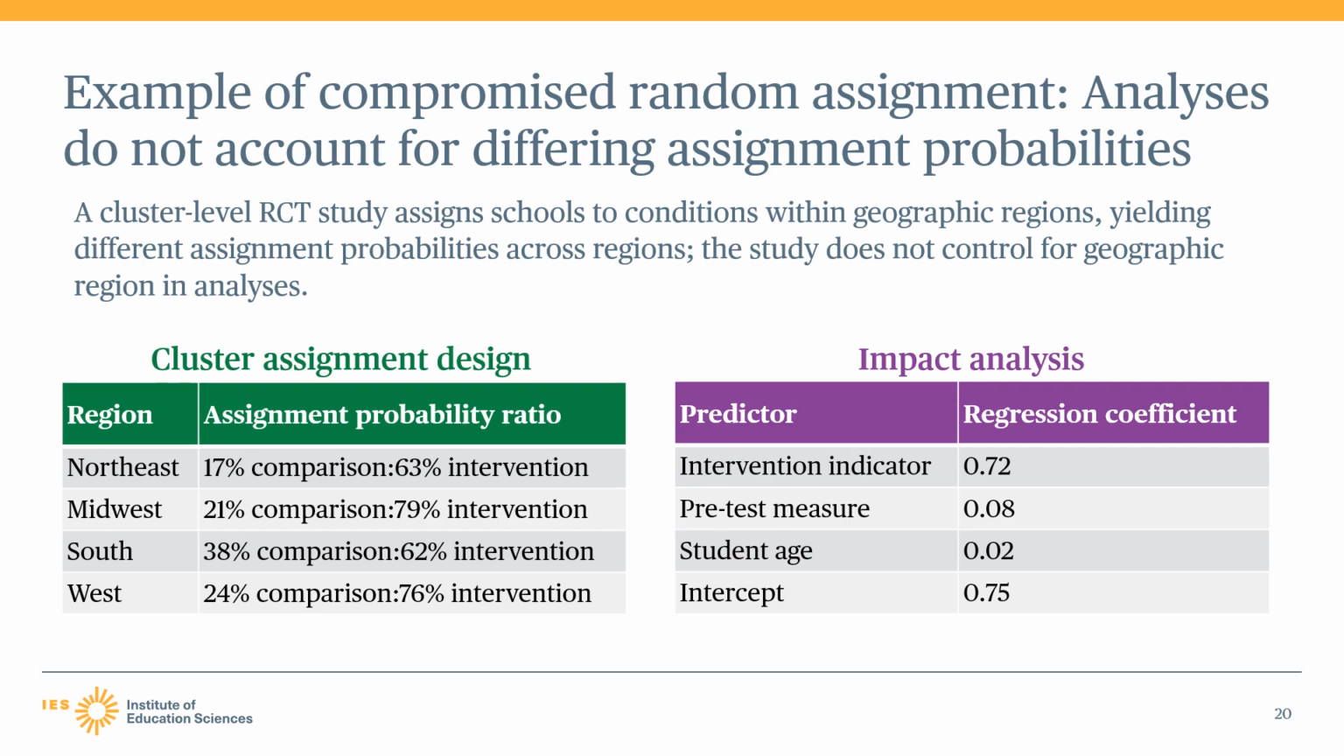However, let's say the study researchers did not control for geographic region in their analyses. For example, perhaps the researchers only estimated a regression model for their impact analysis that included an indicator for the intervention condition, and that also controlled for a pretest measure and student age. But the impact analyses did not account for those different assignment probabilities in the design by controlling for geographic region in the analysis. The random assignment process has been compromised in this example.